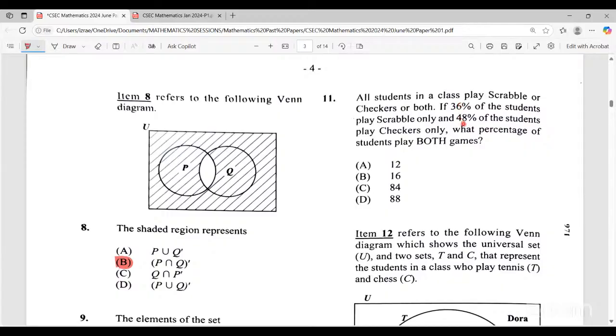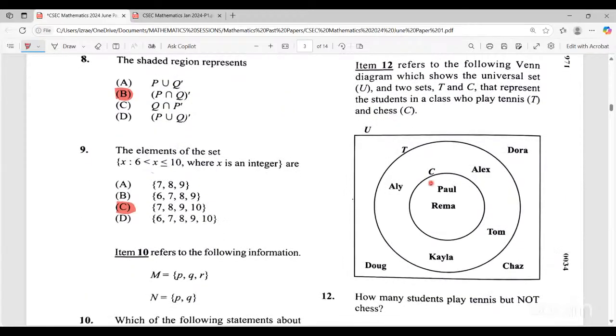Now 36 and 48, right? You will get 84, and 84 from 100% would equal the amount of students that play both games. 84% when you subtract it from 100% will give you 16%. So 16% play both games. That's B as in bat.